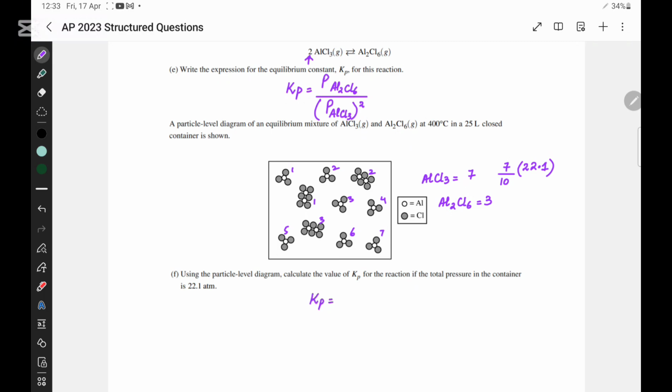So Kp is equal to, there are 3 particles there of Al2Cl6, so they are going to be 3 by 10 times 22.1, which is the total pressure. So 3 by 10 at the top times 22.1, at the bottom that's going to be 7 by 10 times 22.1, and that is going to be whole square. So value of Kp comes out to be 0.0277.